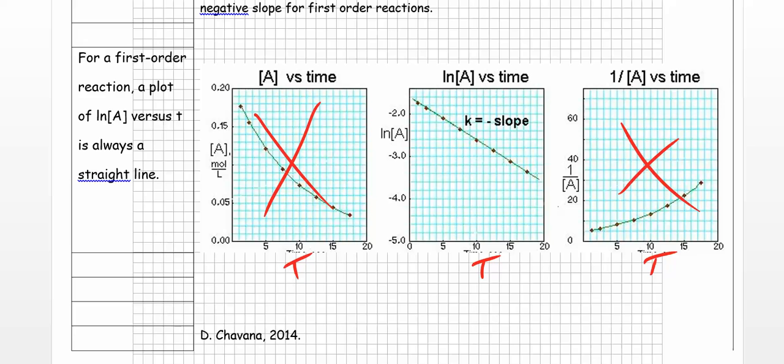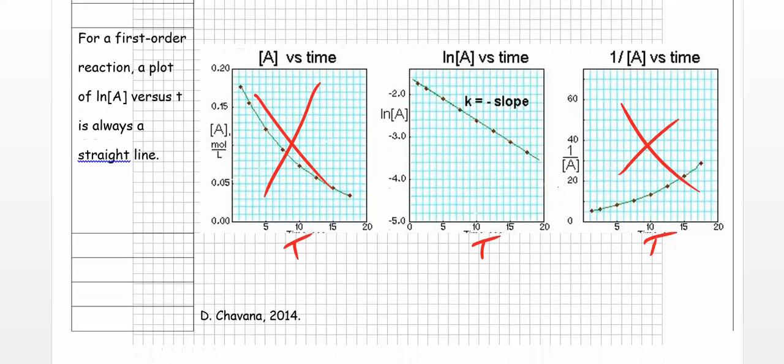We just say k is equal to the negative slope. So we calculate the slope, rise over run, and the negative of that number will give us the k value for that first order reaction. All right? All right. Let's move on.